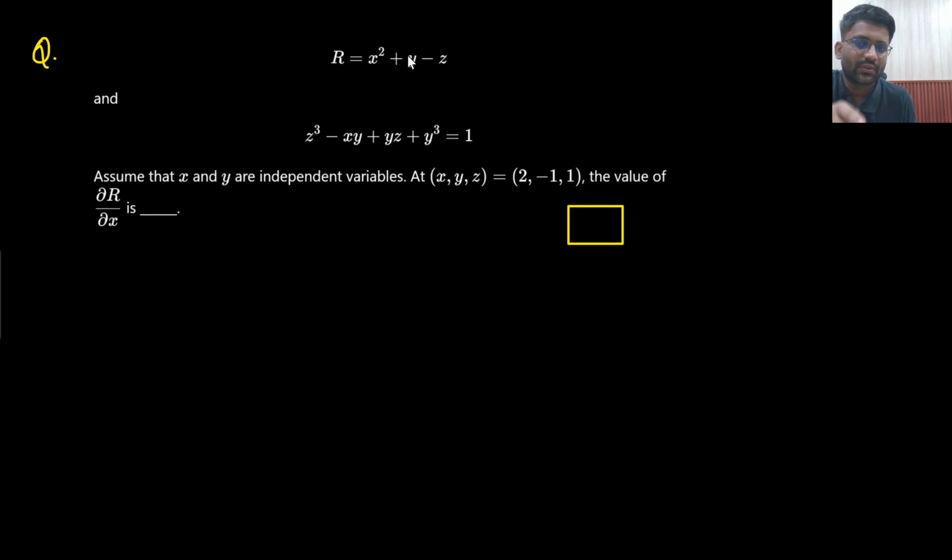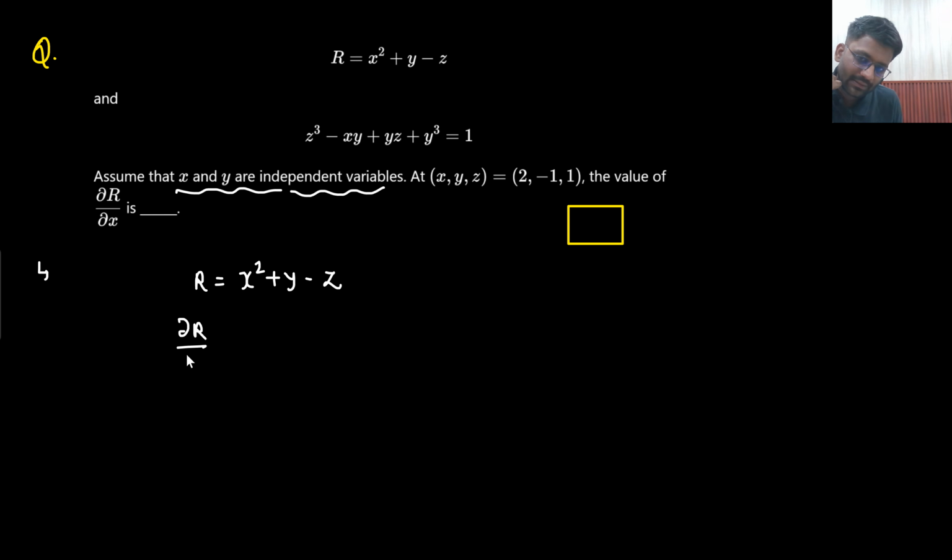R is given as x square plus y minus z. This relation is given. Assume that x and y are independent variables. And at this point 2 comma minus 1 comma 1, you need to find out the value of del r by del x. It is the partial differentiation they are asking. What are they asking? Del r by del x.